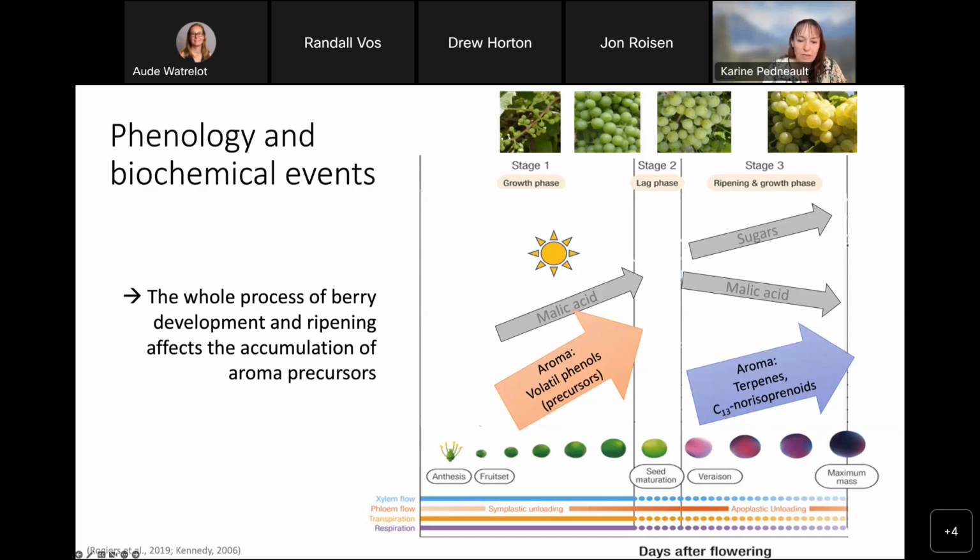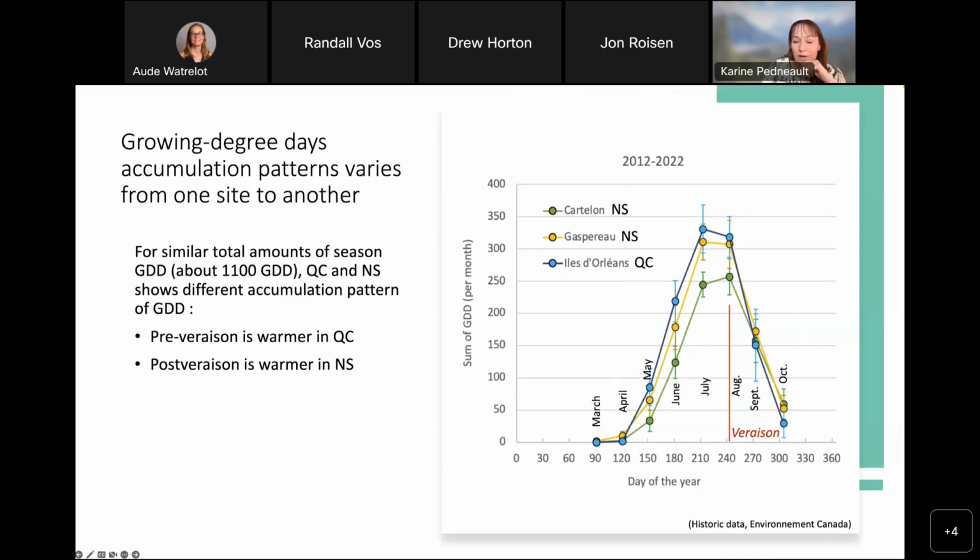So where I'm going with this is I want to show you how you can actually assess your site in terms of heat, at least, because sunlight, you can manage it at the canopy level if you expose your berries more or less, but temperature, you have less control over it. But you can assess your site in terms of growing degree days accumulation. Very often we will consider growing degree days accumulation over the whole season, but what I'm showing you here is that growing degree days accumulation can vary monthly from one site to another.